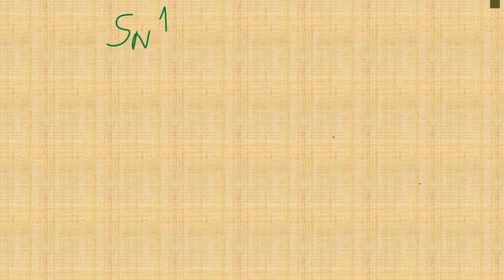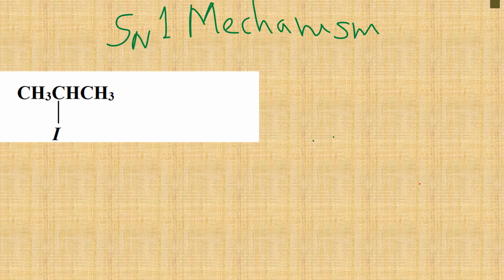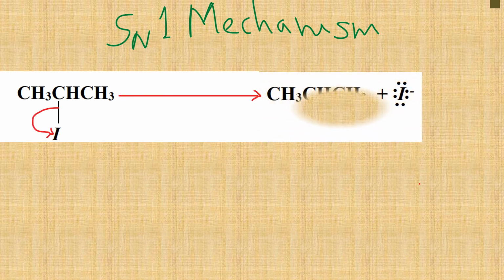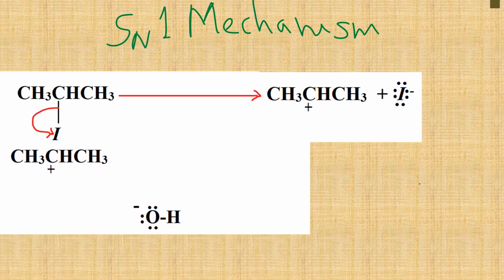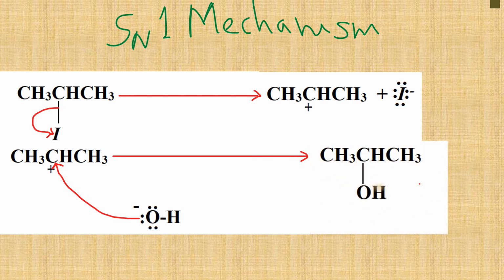SN1 mechanism: here we will follow the two steps. The first step is self-ionization to form a carbocation. And in this carbocation, the positive charge on the carbon will attract electrons from the nucleophile, which is a hydroxide ion, and this forms an alcohol. There are two steps involved, but one of them will be the rate determining step. And which one is that? It is the first step, the formation of carbocation, because it is highly endothermic compared to the second step.